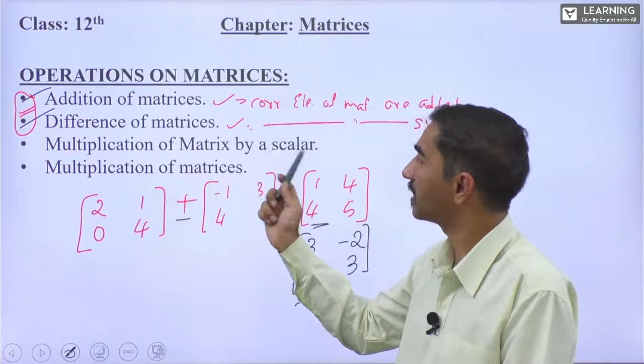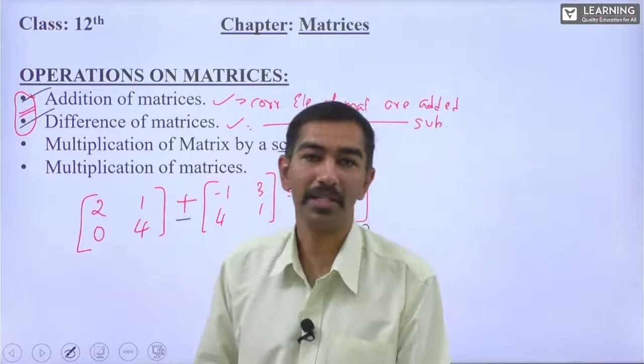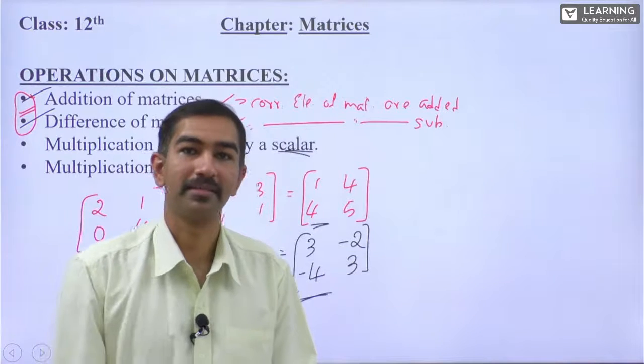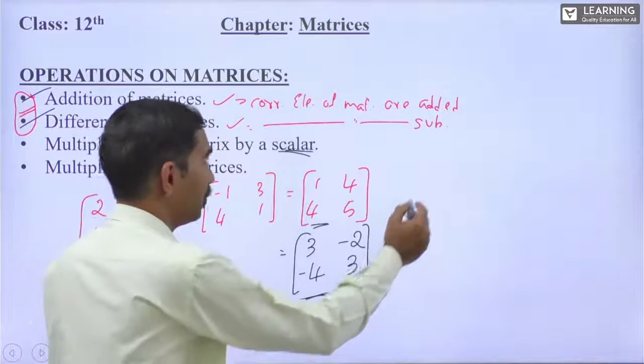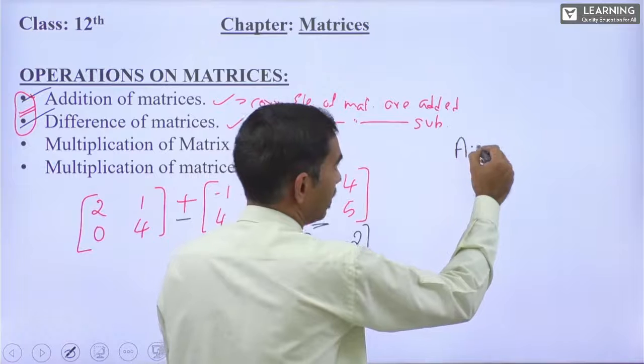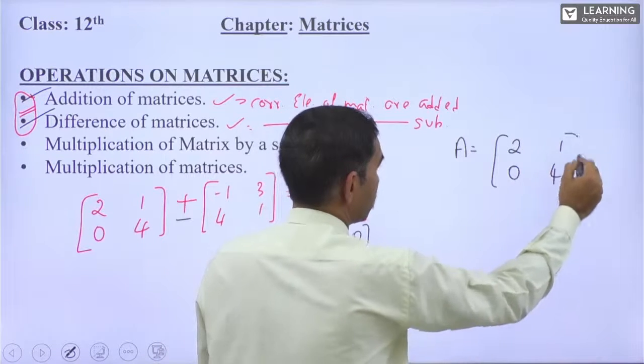Multiplication of a matrix by a scalar. So what is a scalar, students? Scalar is a quantity which is having only magnitude and no direction. Understand? Okay. So for example, same matrix, we'll take 2, 1, 0, 4. So matrix A equals 2, 1, 0, 4.